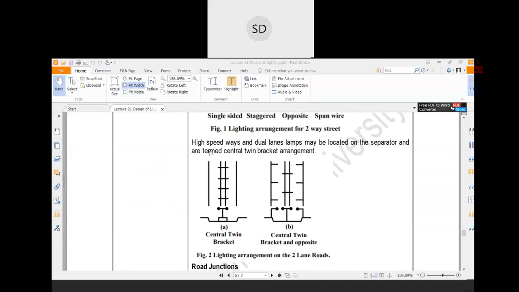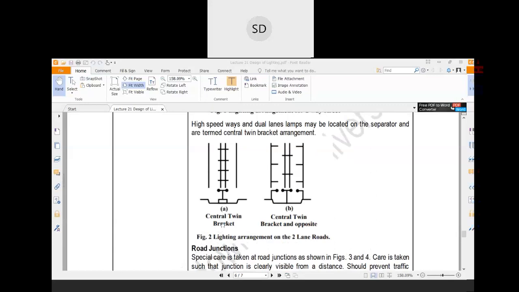Now, sometimes on high-speed ways and lanes, lamps may be located on the separators, termed central twin bracket arrangement. This is central twin bracket arrangement, and this is central twin bracket and opposite. These are the combinations of the lighting provided on the road surface where a divider is there.